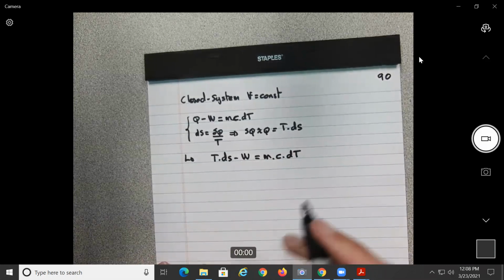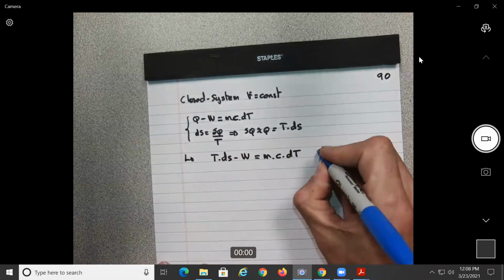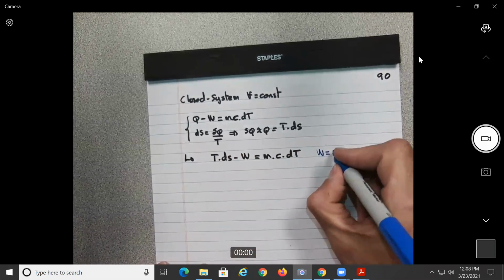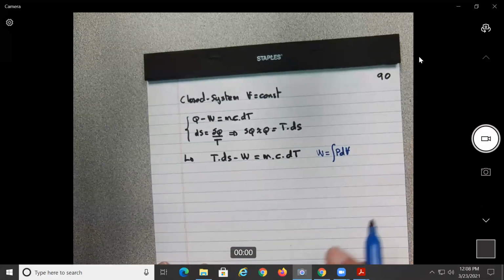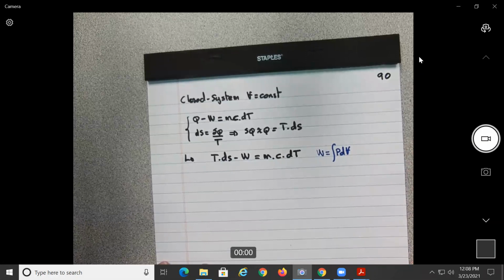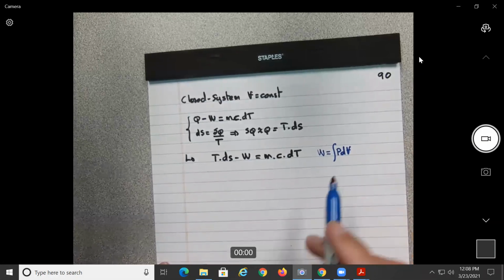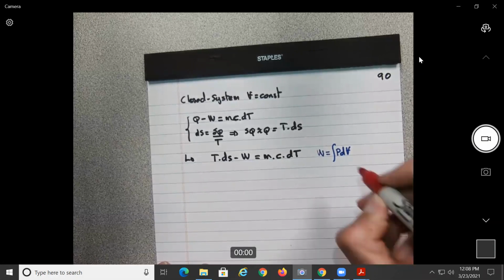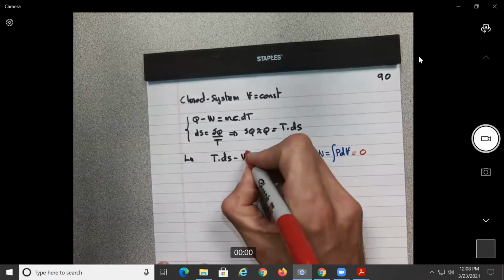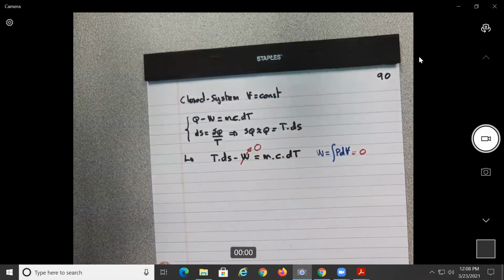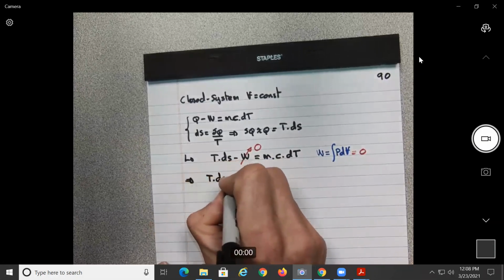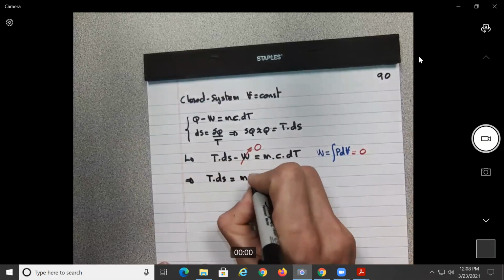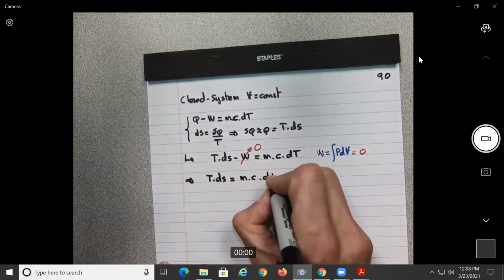Okay, what is work? By definition, what is the work done by the pressure? I mean, integral or no integral, it doesn't matter. It's PdV, no? If the volume is constant, what would be the work done by the pressure? Zero. So this term is 0. So this means TdS equal to M C dT.